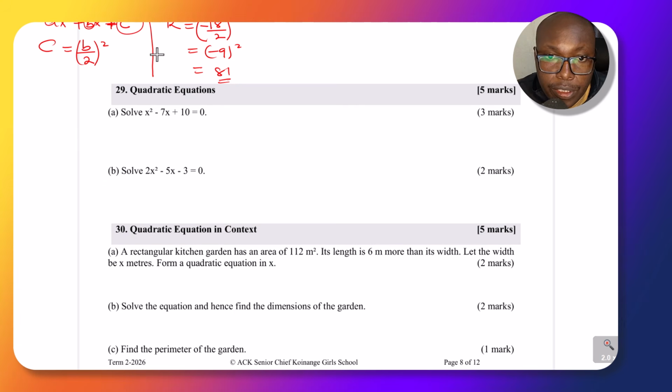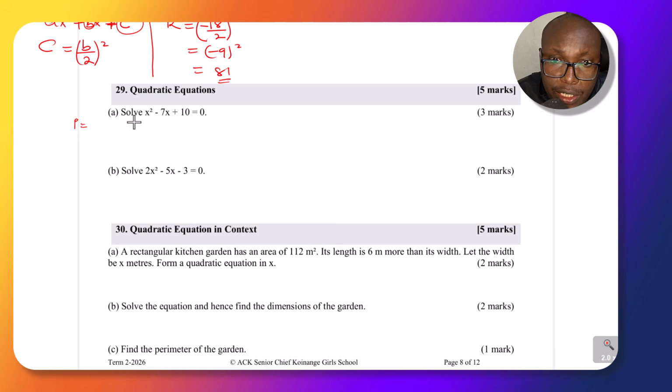Question 29 is a question on quadratic equations, how to solve them. You're supposed to solve x squared minus 7x plus 10 equals 0. So how do you go about this? Number one, you have to factorize, and then after factorizing, you solve. So we factorize x squared subtract 7x plus 10, and this is how we factorize it.